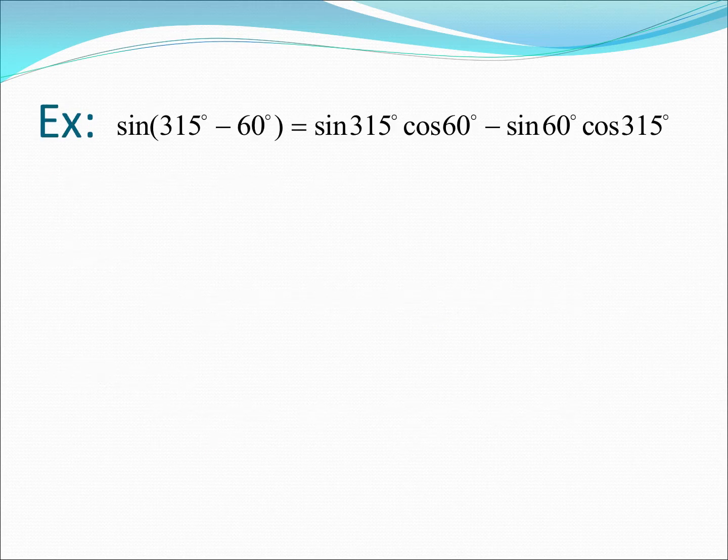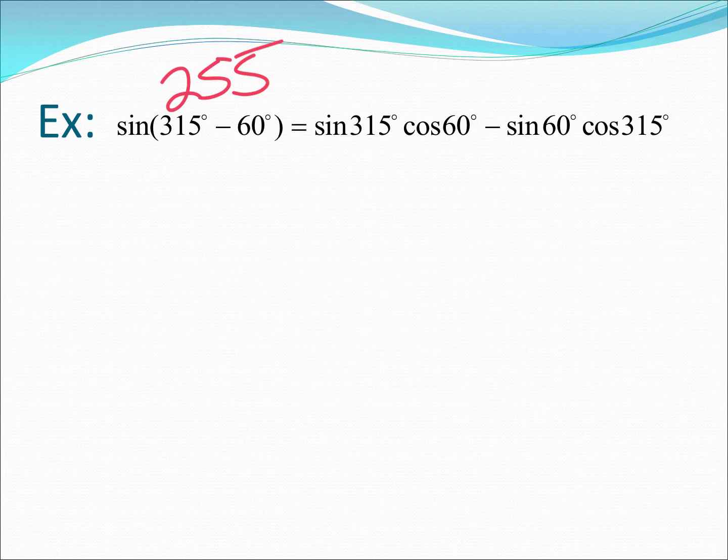Alright, so for our first example, we have the sine of 315 minus 60. Now if I actually subtracted 60 from 315, then I would get the angle of 255, and that is an angle that is not on a unit circle, so I can't evaluate that. But by using our difference formula, we can.